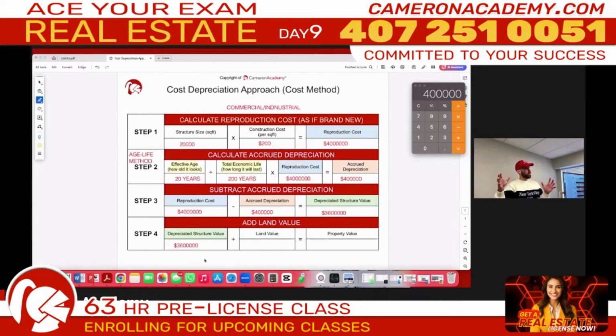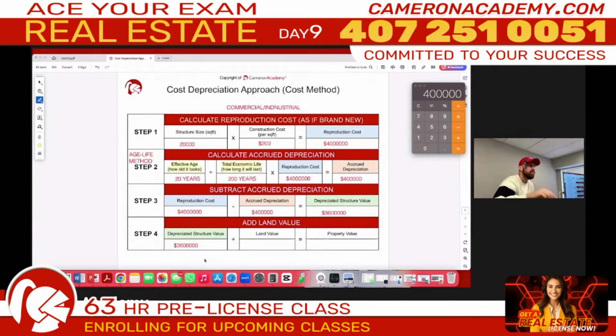Remember, we calculated on the structure. We were focusing on the structure because that's how depreciation is calculated, on the structure, not the land. But does the land have value that it's sitting on? Of course. And we have to add that to get the total value of the property. Depreciated structure, the warehouse, and the land that it's sitting on.